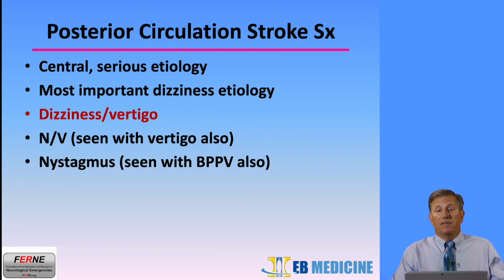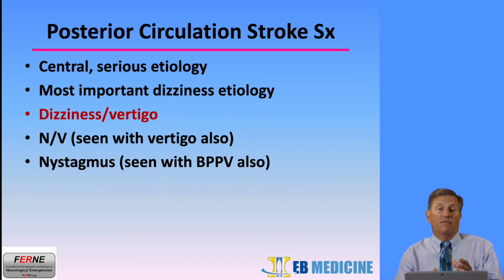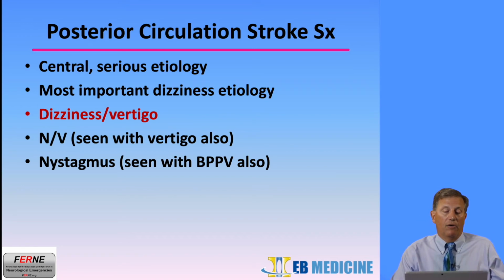Now, the other cause of acute vestibular syndrome we've talked about repeatedly is posterior circulation stroke symptoms. This is a central serious etiology. It is the most important dizziness etiology that we consider. The dizziness and vertigo can occur with all different types of diagnoses. It can occur with posterior circulation stroke, but the presence of it doesn't make it a posterior stroke, and the absence of dizziness and vertigo doesn't exclude posterior stroke either. We often will see nausea and vomiting and vertigo with the posterior stroke symptom, with the disease, but not always. And we know that we see nystagmus, but it can also be seen with BPPV.